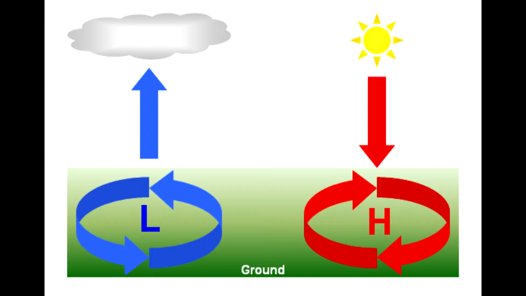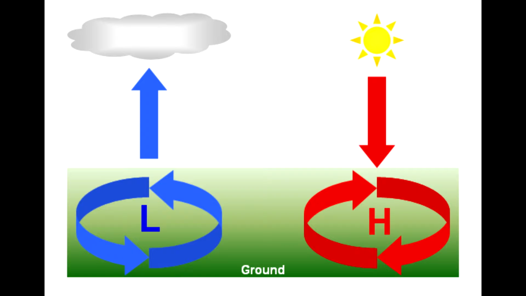Surface high pressure systems in the northern hemisphere have a clockwise rotation with wind turning slightly outward away from the highest pressure. This causes air to diverge, or move away, from the center of the high near the ground.